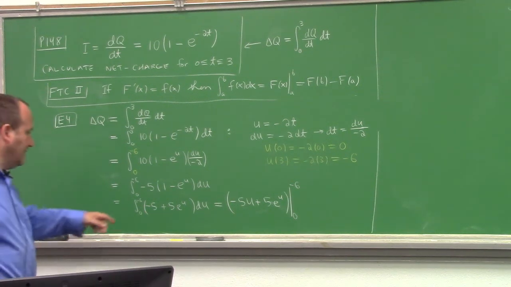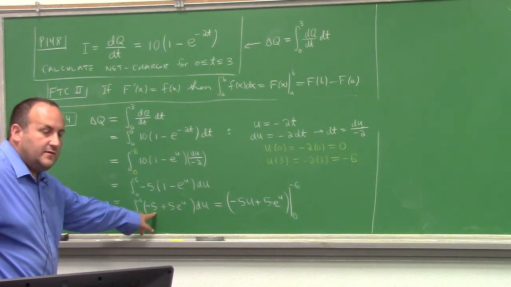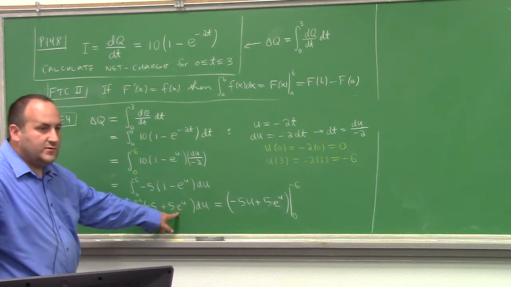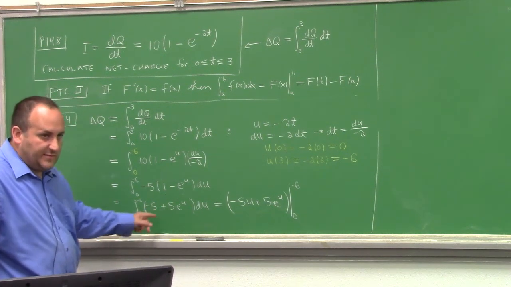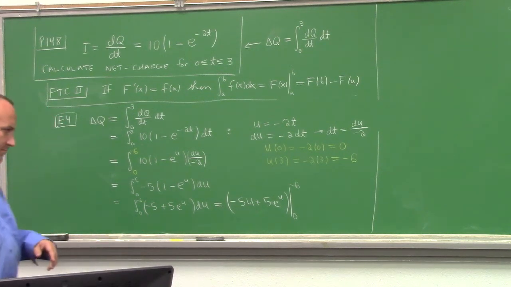See, the antiderivative of minus 5 was minus 5u. The antiderivative of 5e to the u was 5e to the u. Does that make sense? What's that work out to?